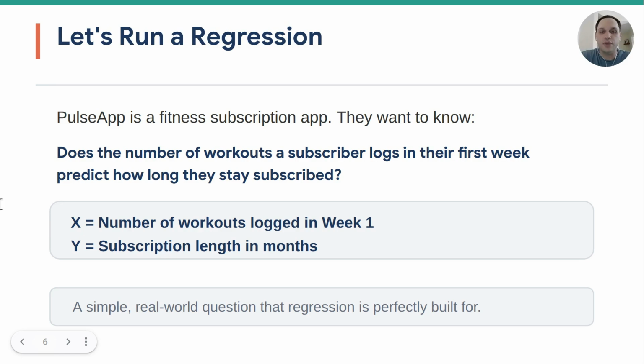Let's make this concrete. Pulse app is a fitness subscription app. The team has noticed that subscribers who are active early seem to stick around longer. They want to test that intuition properly. Their question, does the number of workouts a subscriber logs in their first week predict how long they stay subscribed? In regression terms, X is the number of workouts logged in week 1, and Y is the subscription length in months. Let's see what the data shows.